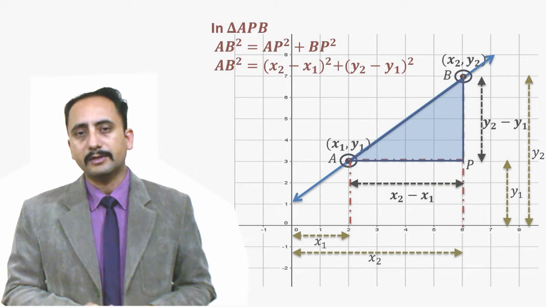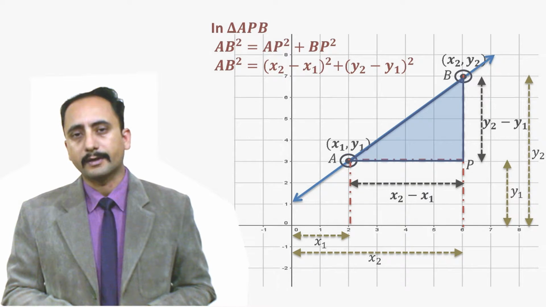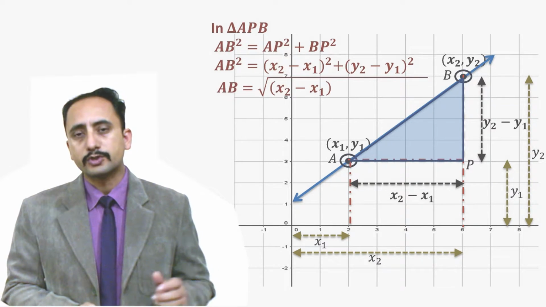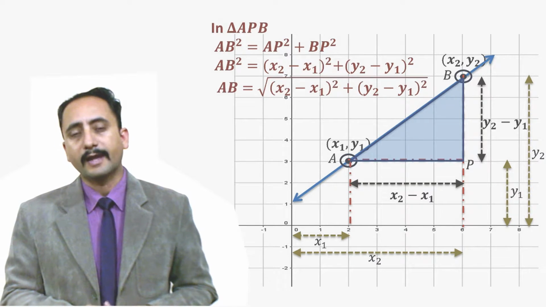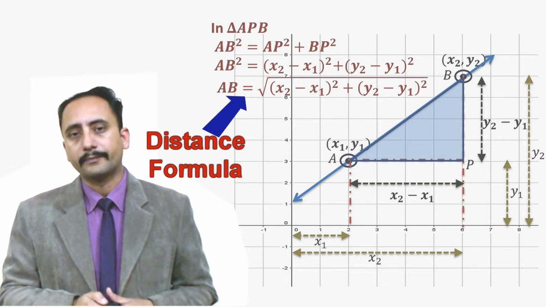So AB square will be equals to (x2 minus x1) square plus (y2 minus y1) square. Taking square root both sides, AB is equals to square root of (x2 minus x1) square plus (y2 minus y1) square. And the last equation is nothing but a distance formula.